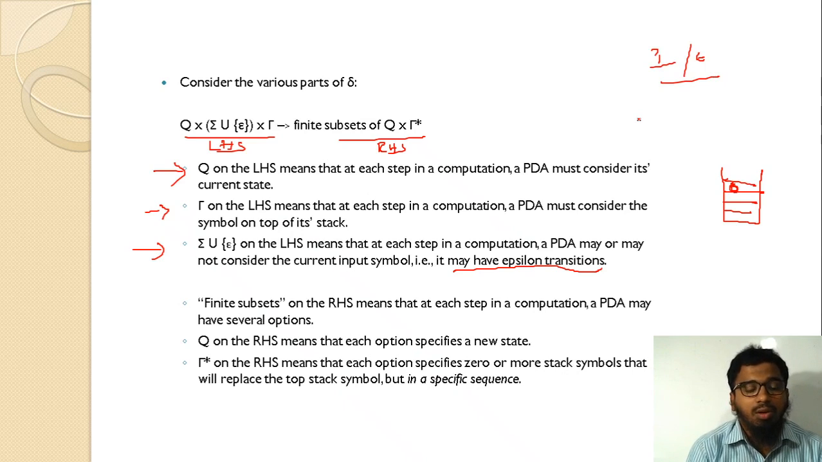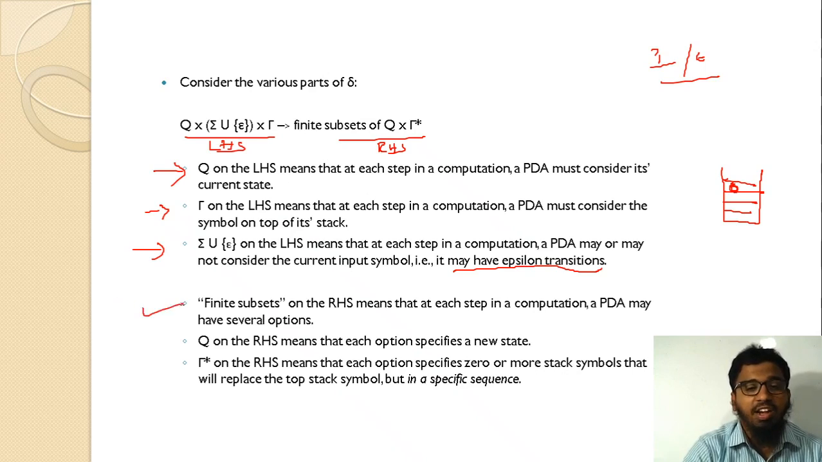Okay. So on the left hand side, what is the first one? What is Q? Q is the current state. And what is tau? Tau is the top of the stack. Whatever symbol is available on the top of the stack, that will be considered. Okay. Next one is sigma union epsilon. So sigma union epsilon means sometimes it may or may not consider the current input, that is, it may have an epsilon. So we can go with the input sometimes and sometimes we will have an epsilon.